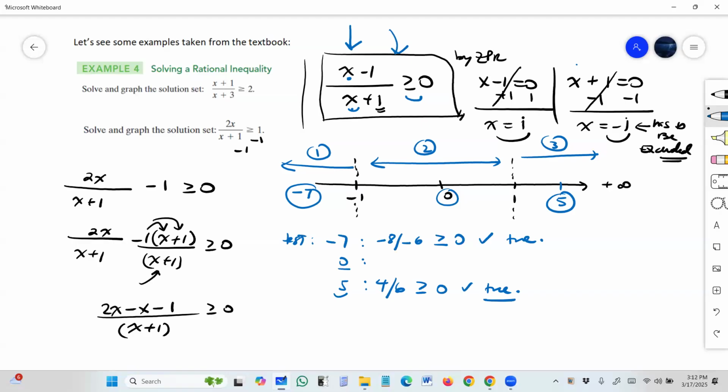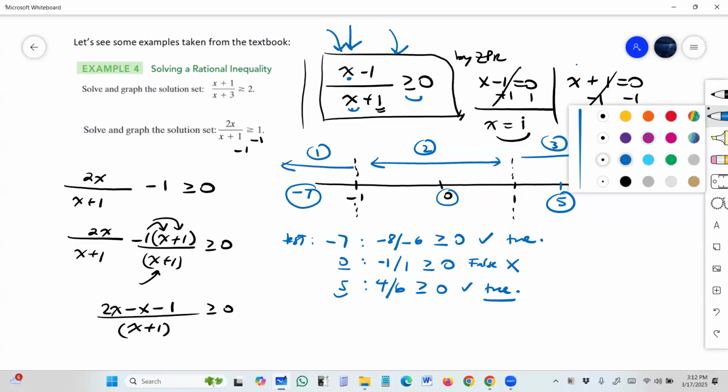Now let's check this 0, again using the factored form. So 0 minus 1 is -1. 0 plus 1 is 1. So is -1/1 greater than 0? No, that's false. -1/1 is -1, so that's false. So there's no solution here.